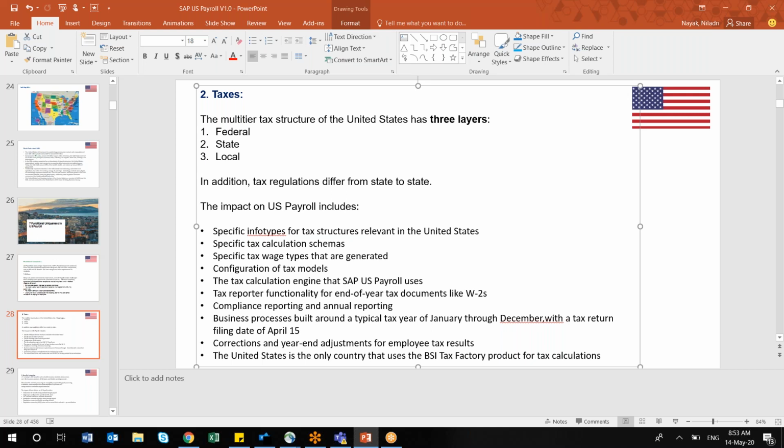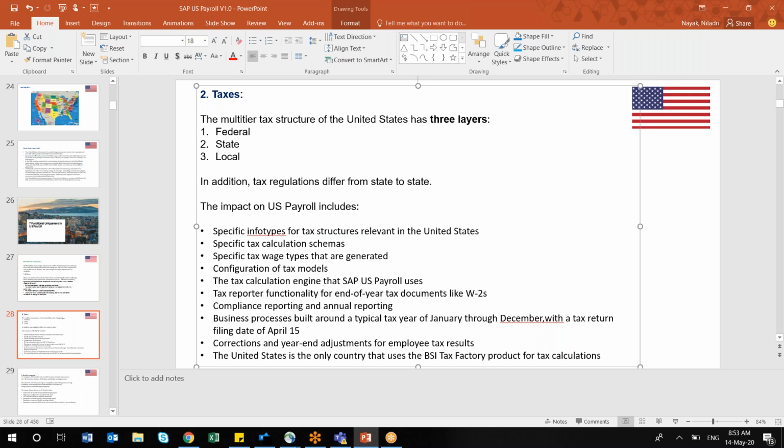So in how it impacts your US payroll, there are specific tax-related infotypes, regulated by the tax structures given by SAP, and there are specific tax calculation schemas offered by SAP. So we will be seeing that.